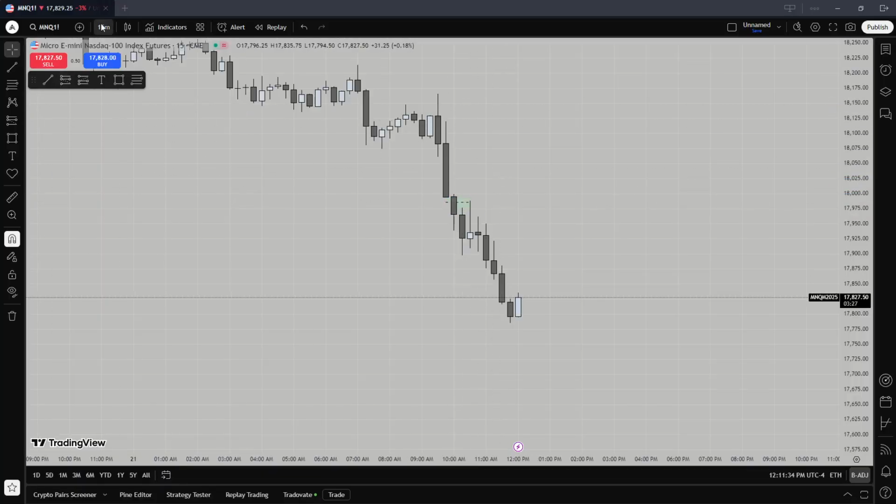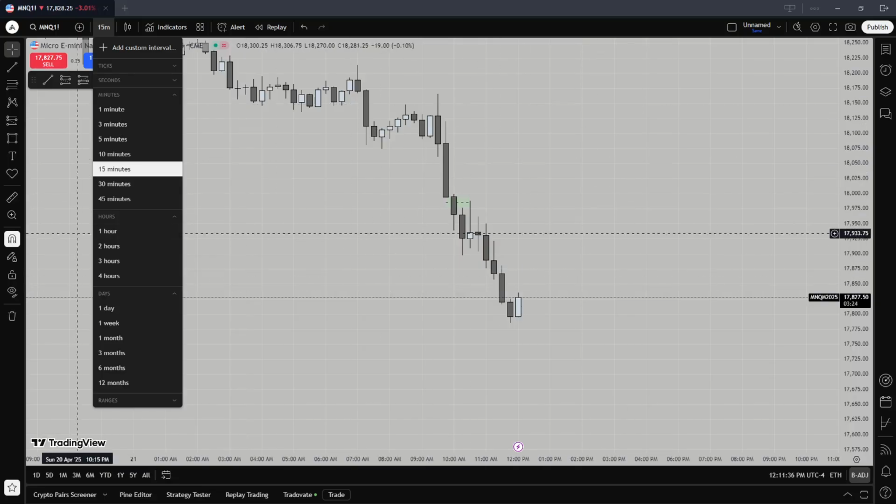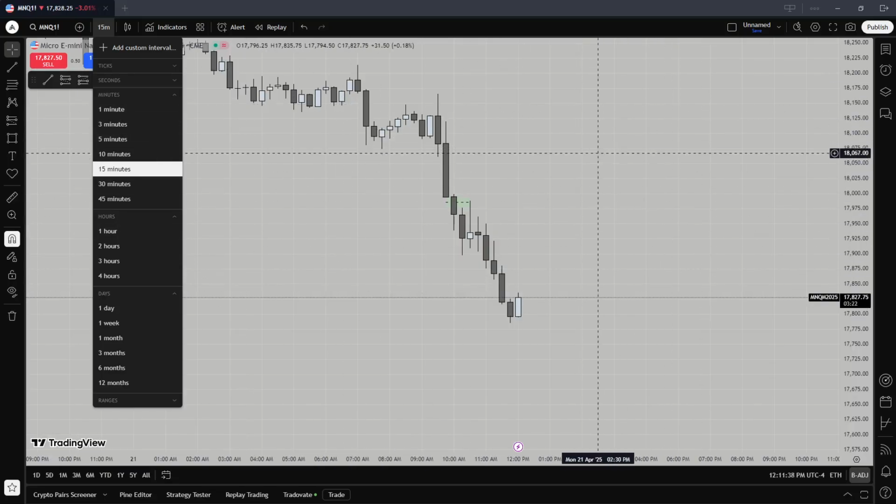Power of 3, you're looking for 1 hour or 15 minute PD arrays to manipulate into around 10 o'clock. And then you drop to the aligned time frames. So, for the hourly, that'd be 5 minute. And 15 minute is 1 minute.